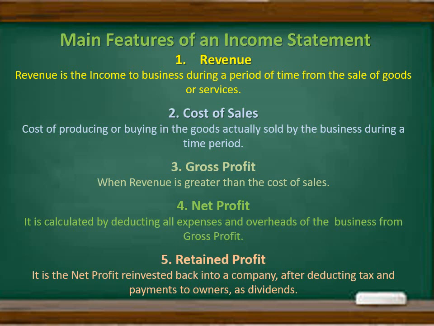The third component is the gross profit, which is the difference between the revenue and the cost of sales. And I'm sure you understand, if the revenue is greater than the cost of sales, the business will be in profit. But if the cost of sales is higher than the revenue, this means the business is incurring loss. The fourth component of an income statement is net profit, which obviously is calculated by deducting all expenses and overheads of the business from gross profit. The fifth important component that completes an income statement is the retained profit, the retained earning.